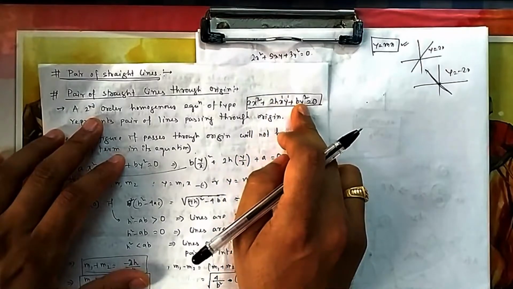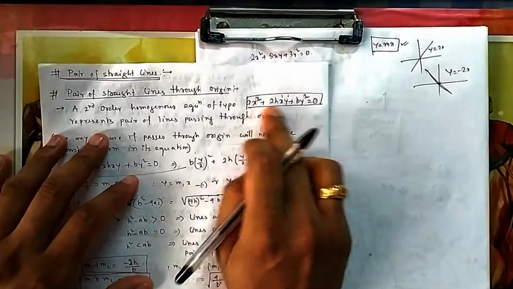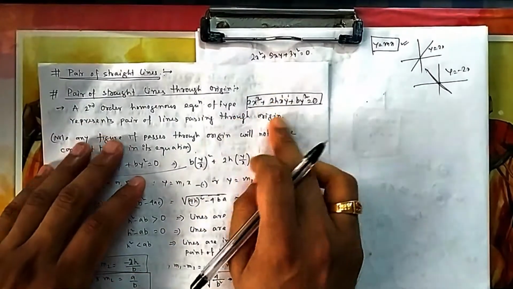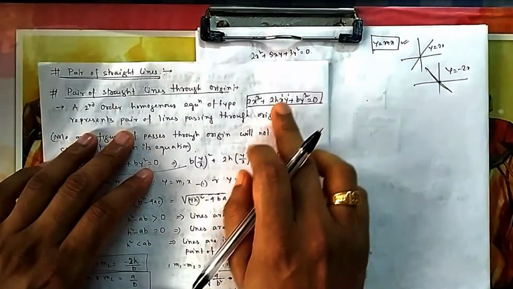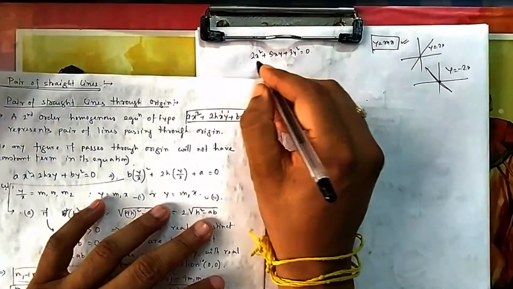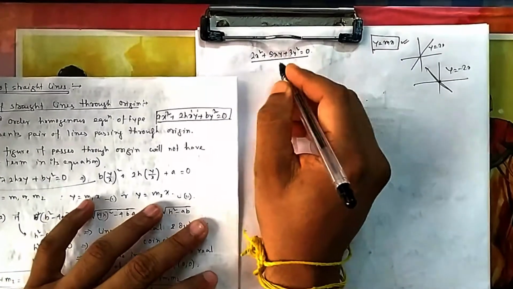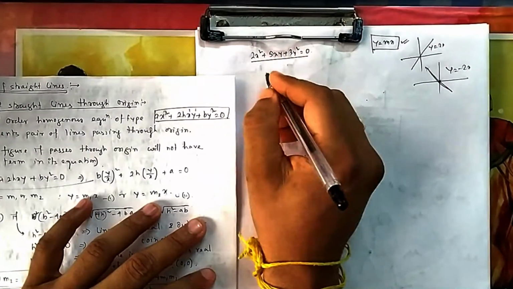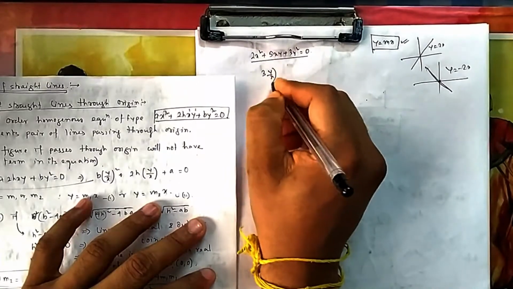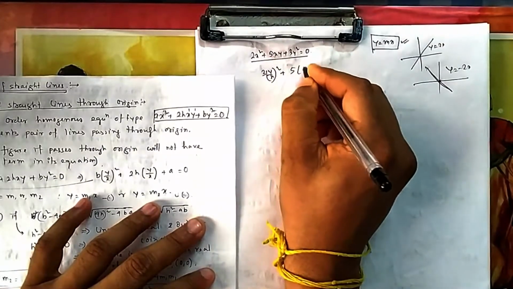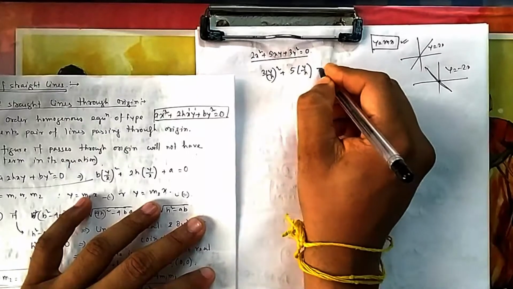So a second order homogeneous equation of this type always represents a pair of lines passing through origin. That means you have to factorize it. So I have taken one simple example: 3y square plus 5xy plus 2x square equal to 0. Let us divide it by x square, so it will be 3 times y by x whole square, then plus 5 times y by x, plus 2 equal to 0.